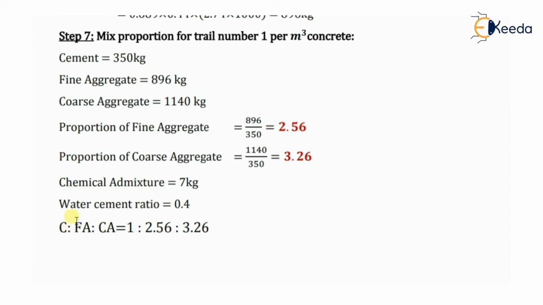So the ratio of cement to fine aggregate to coarse aggregate will be 1 is to 2.56 is to 3.26. If you are using weigh batching, that means if you are using 1 kg of cement, you have to use fine aggregate of 2.56 and coarse aggregate of 3.26, so that you will get concrete of M40 grade, and you have to use the water cement ratio of 0.4. You have to add chemical admixture of 7 kg, then you will get the concrete mix of M40 grade.